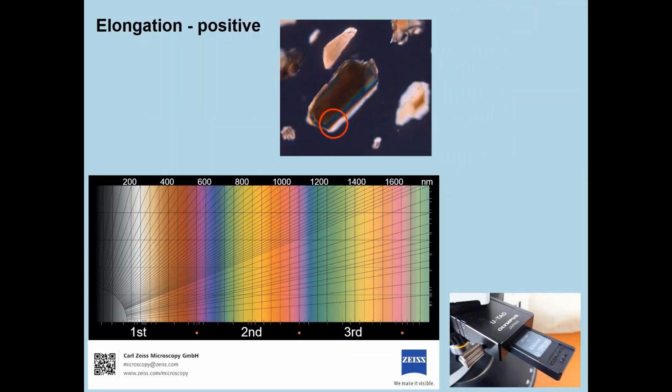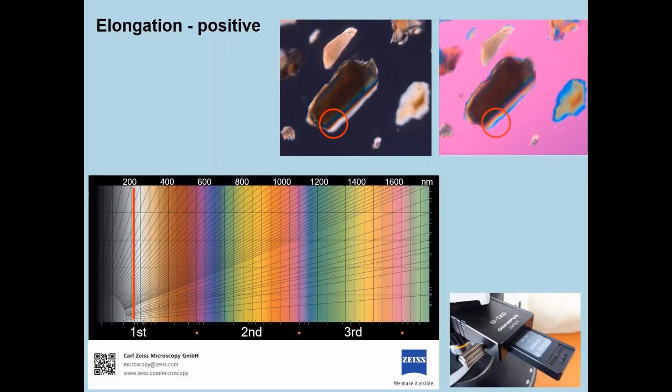In the next example, we start again by rotating the mineral into a northeast-southwest direction. Again, the mineral exhibits first-order light gray colors, so again around 200 nanometers. If I add the accessory plate, the color changes to blue of the second order. The math I have to do for this result is 530 nanometers of the accessory plate plus 200 nanometers of my first-order light gray. This will give 730 nanometers, which is the area of second-order blue. Because I use a plus, this is called positive elongation.